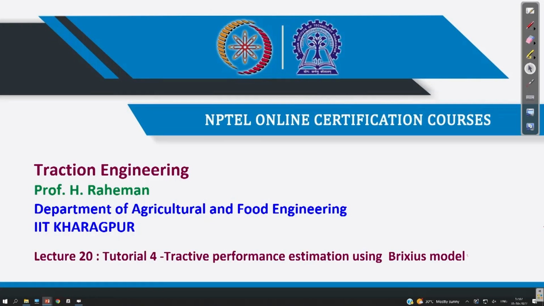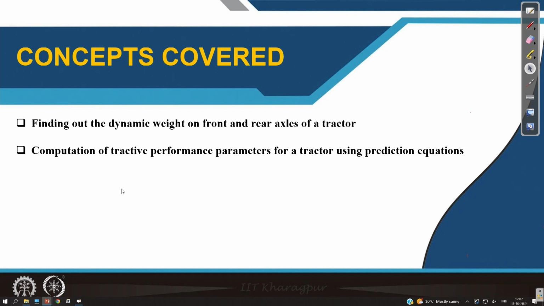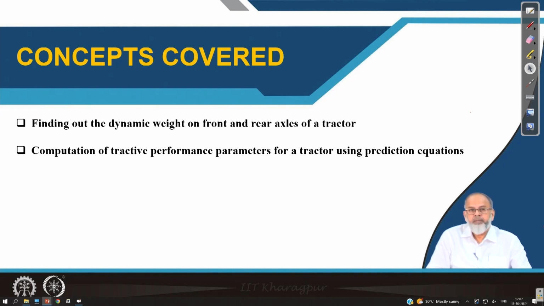This is lecture 20 where I will try to do some tutorials related to computation of tractive performance using Brixius model. What I will cover here is how to find out the dynamic weight on the front and the rear axle of a tractor. Then I will try to compute the tractive performance parameters of a tractor using prediction equations.